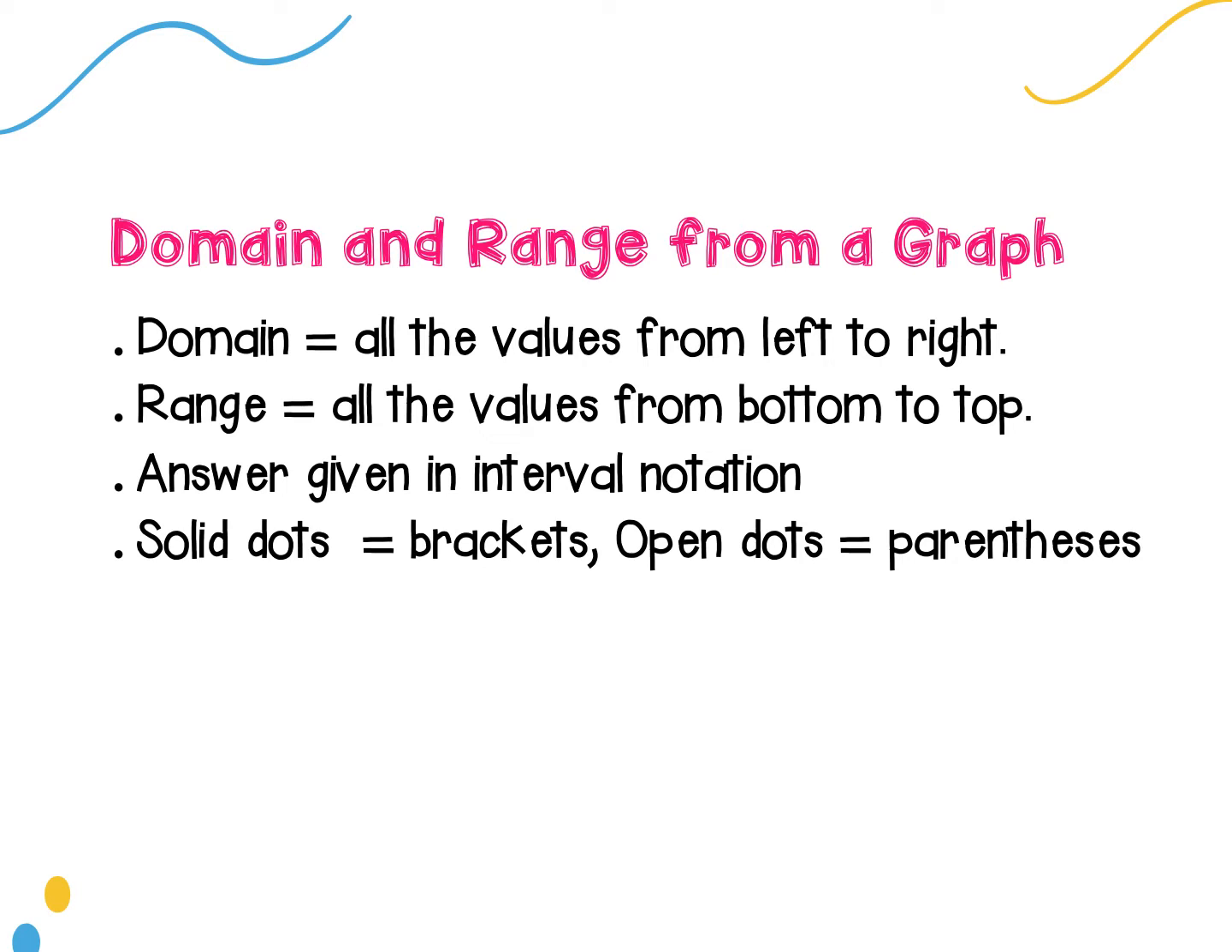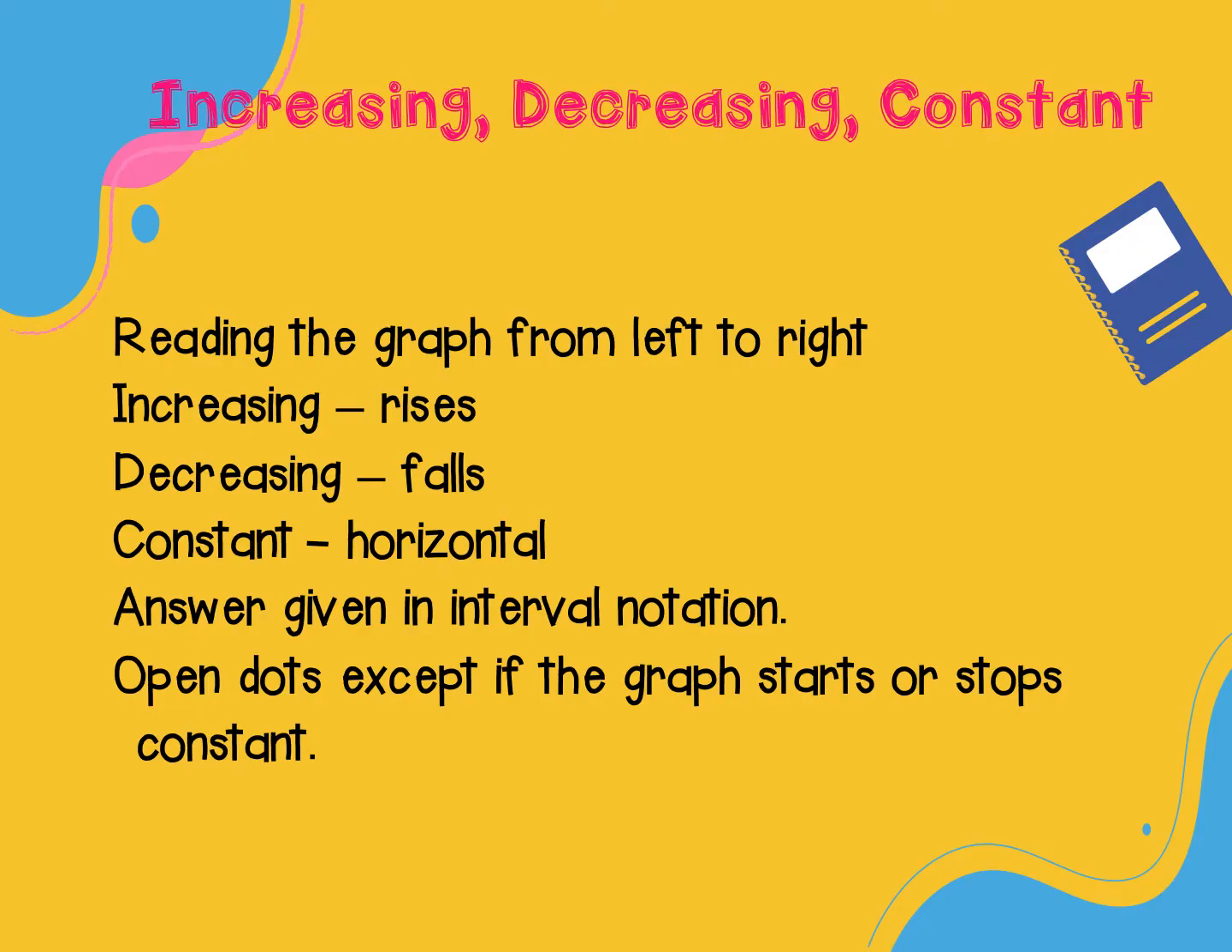When you have solid dots, remember those will be the brackets. When the open dots or the open circles, those will be parentheses. Now, we're also going to be identifying where our graph increases, where it decreases, and where it is constant. So when it's increasing, it'll be rising. Think of it like a positive slope. When it decreases, it's like a negative slope. It'll be falling. When it's a constant graph, it'll be a horizontal line. Again, we're going to be giving our answers in interval notation. The open dots, except if the graph stops or starts.